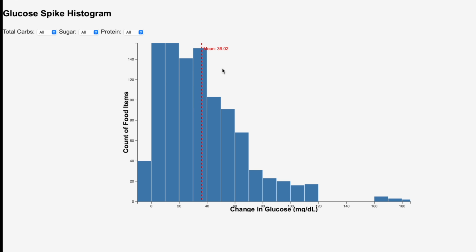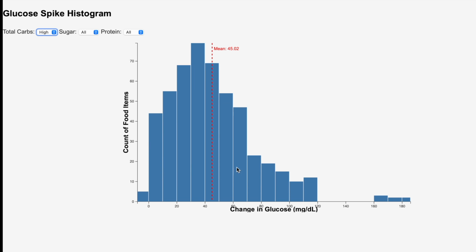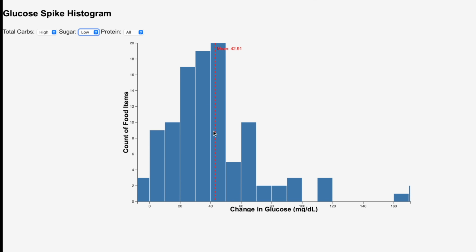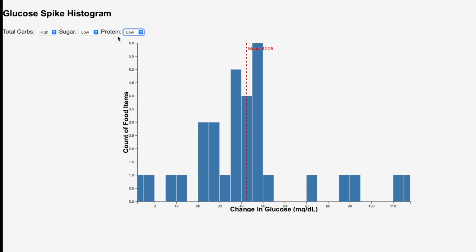For me, this graph shows the effect of different food combinations on glucose. I use a median as a dividing line between high and low for each attribute. I also add the average to better capture the effect of this whole combination on glucose.